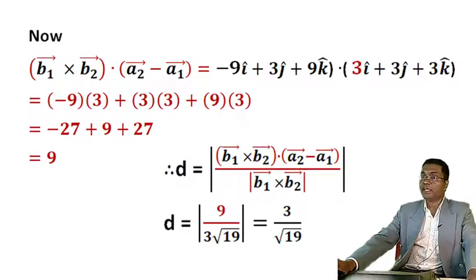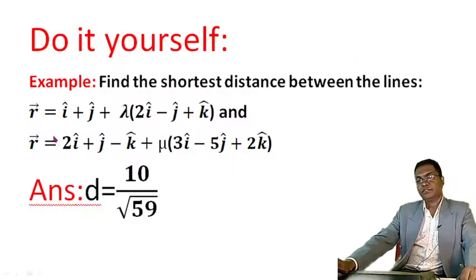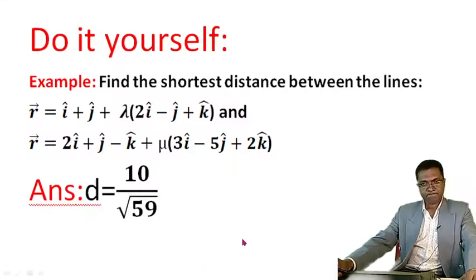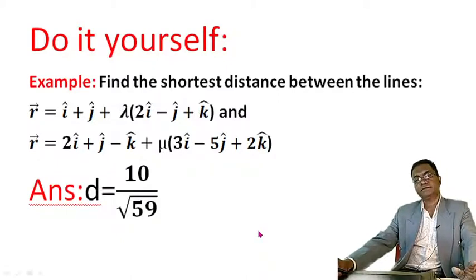I will be giving one example for you as homework to make you perfect, because from the point of view of the examination you may expect one question of this kind. So this is the example for your practice. Find the shortest distance between these two lines. The final answer will be this one, 10 by square root of 59. So please do this. Better you take a screenshot.